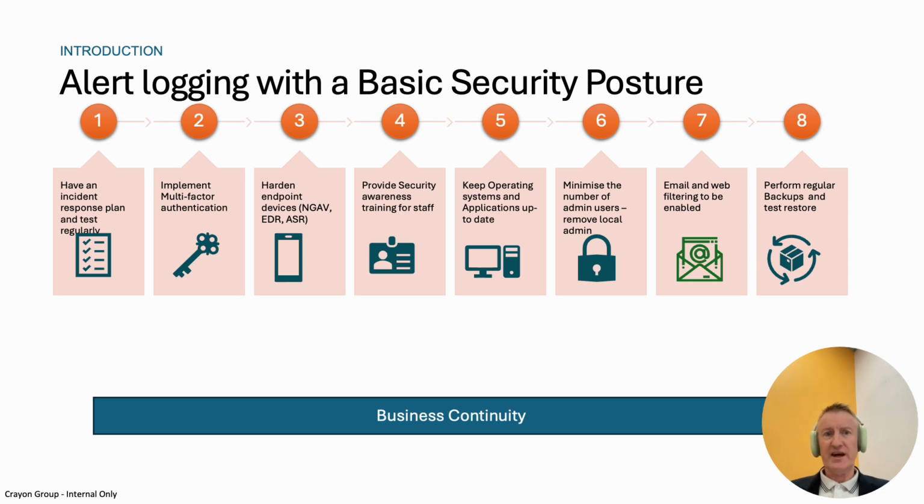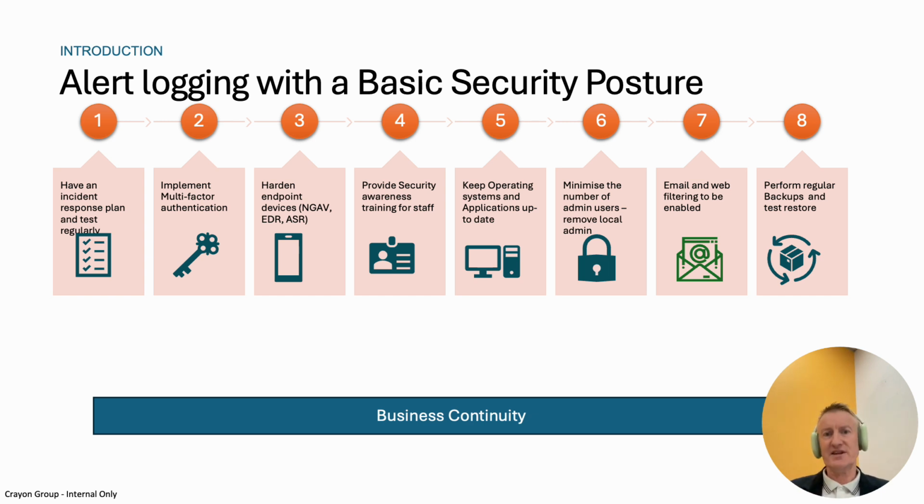Firstly, if we look at what a basic security posture looks like, and this is not extensive, this is really for our small to mid-sized business. What are the things that we need to have in place? Well, firstly, we need to make sure we have an incident plan in place and that we're testing it. You must have an identity security measure in place, such as multi-factor authentication and conditional access policies on top.